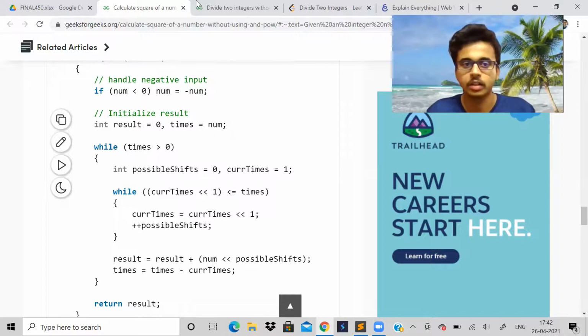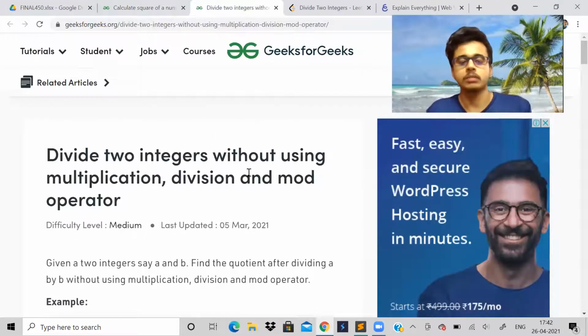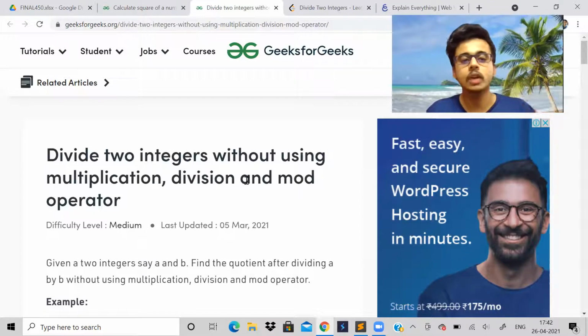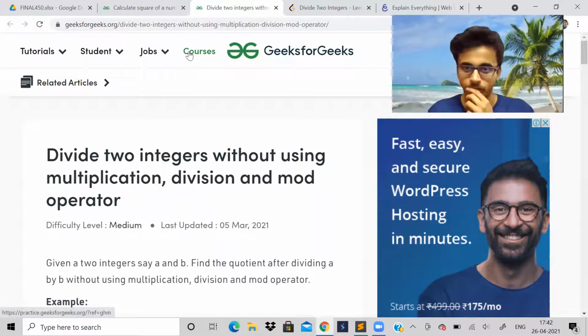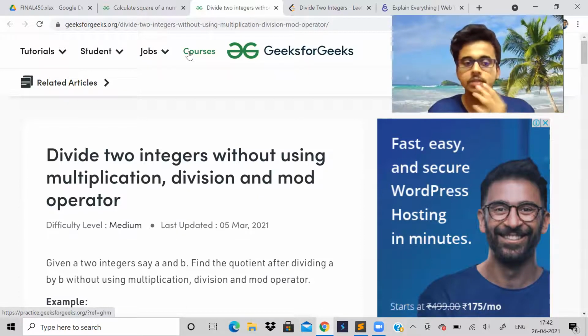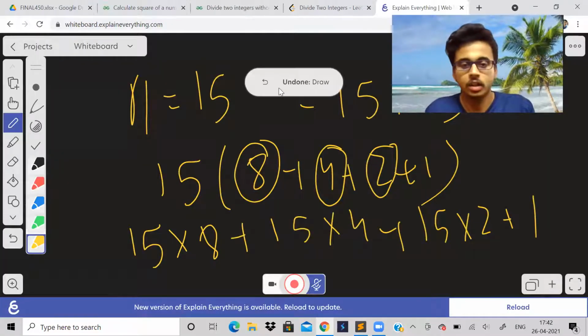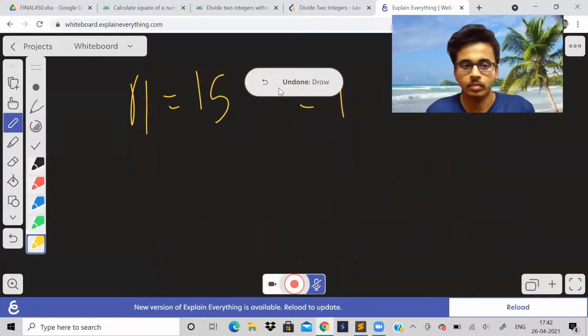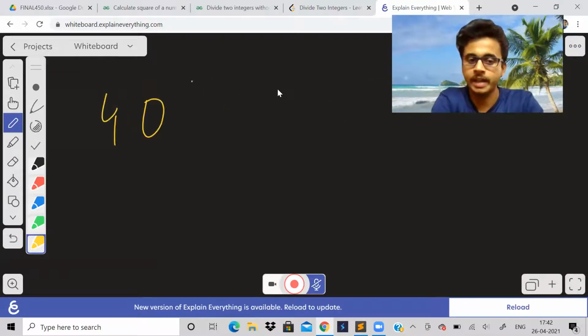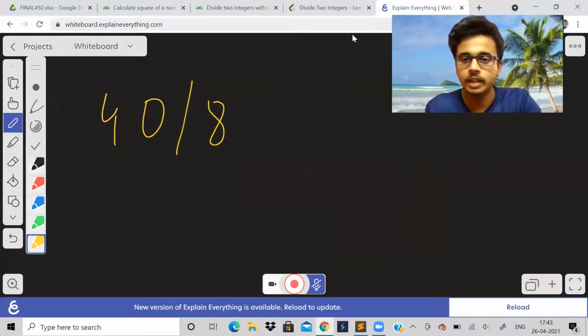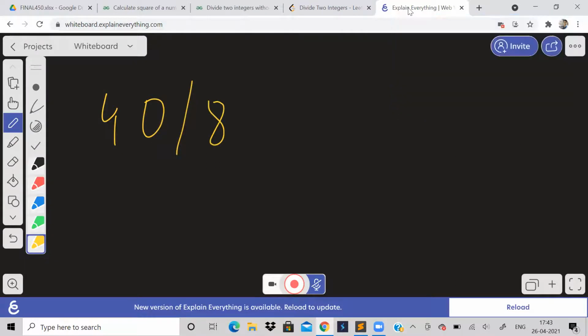Okay, let us see another problem now. Divide two integers without using multiplication, division and mod operator. Okay, so if we have to divide 40 by 8, we all know that the answer is 5. But how to do it without using this? I cannot use the division operator.